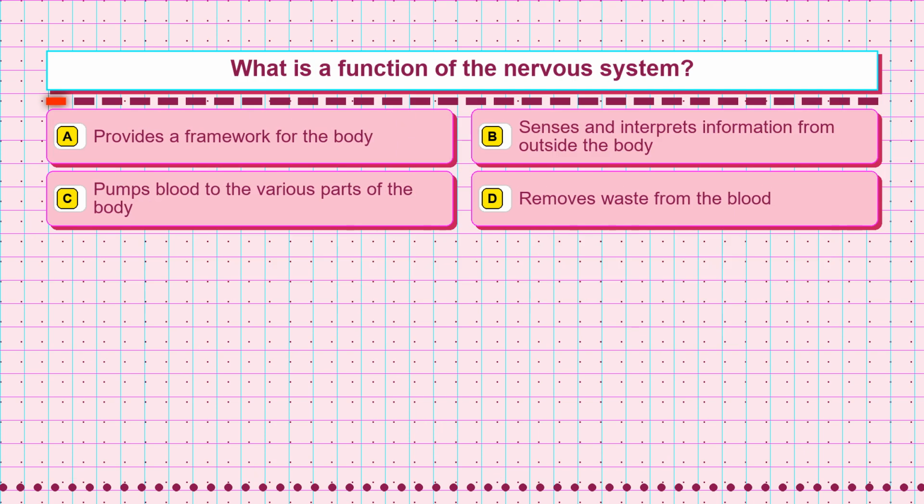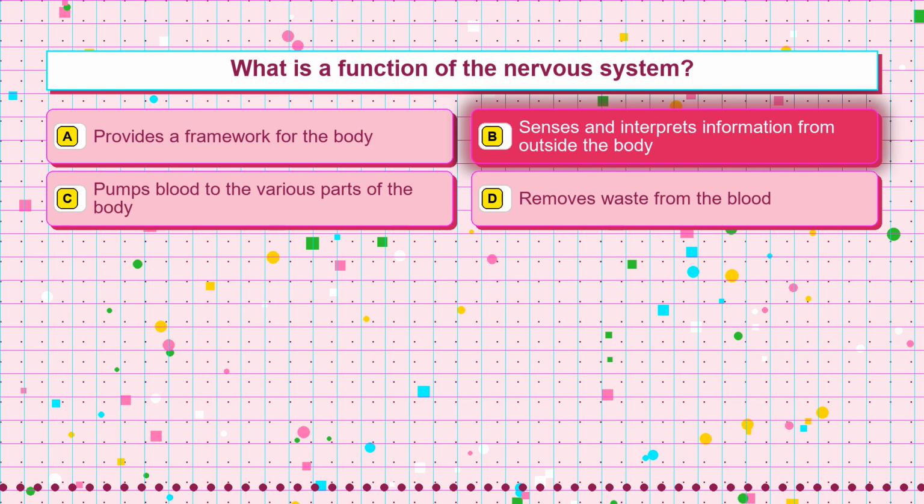Question 77. What is a function of the nervous system? Option A, provides a framework for the body. Option B, senses and interprets information from outside the body. Option C, pumps blood to the various parts of the body. Option D, removes waste from the blood.